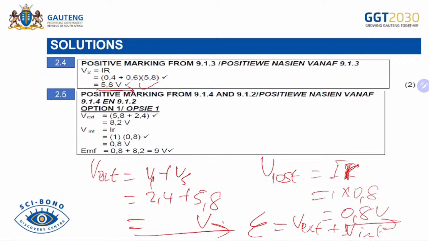So this is what they did here. They added the 2 voltmeter readings for series and parallel. This is for series, this is for parallel. Then they got what? 8.2. Then they calculated what? V internal, 0.8. Then add the 2, then the EMF of this cell is what? Or of this battery is what? Is 9 volts. So let's check the last question.